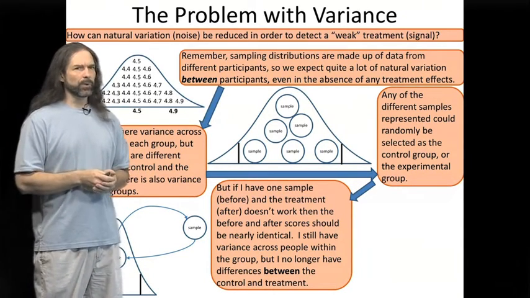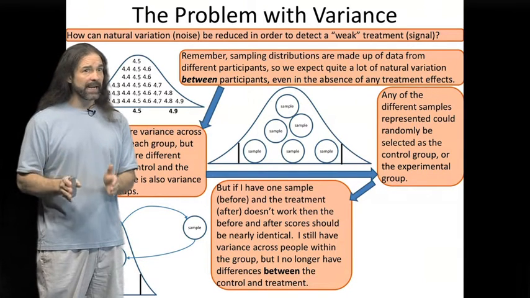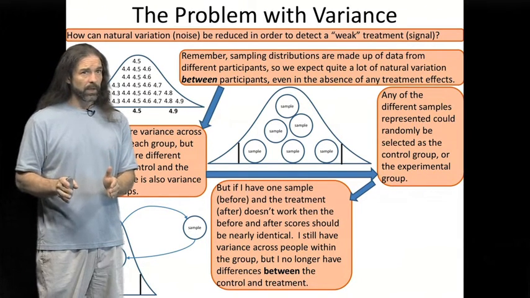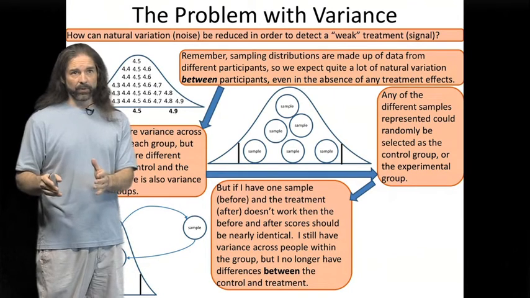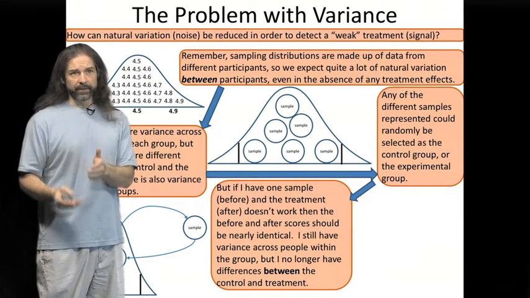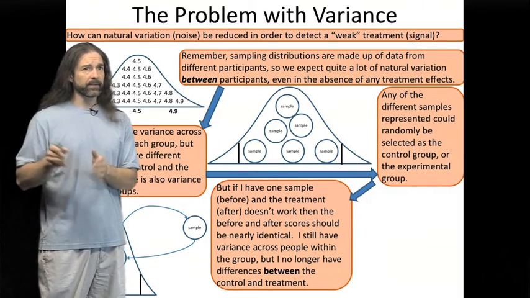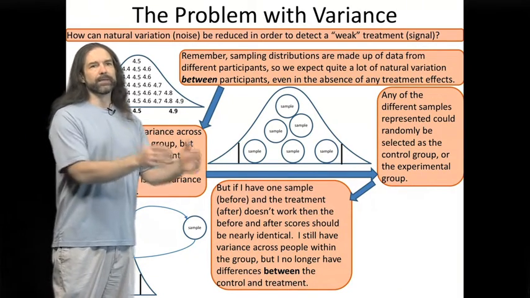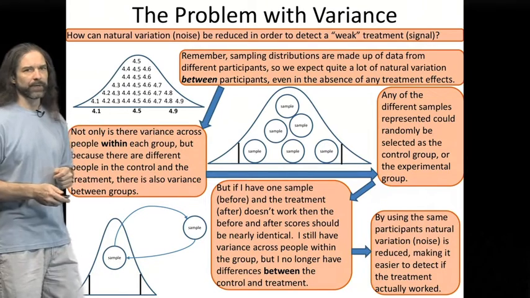In a theoretical perfect world, if it's the same individuals, so I have a sample that's going to be made up of different individuals, I will expect the within groups variance, but if the treatment has no effect, then the before measurement should be exactly the same as the after measurement.